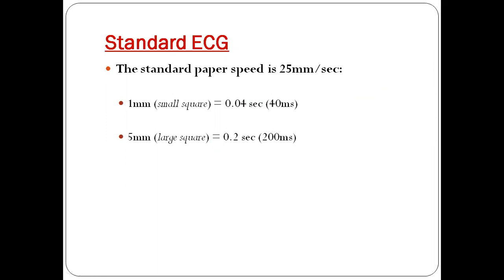So a standard ECG is one at which the speed of the paper, at which the ECG starts printing the rhythms, should be adjusted at 25 millimeters per second. So this is what is called a standard ECG. Based on that, 1 millimeter is equivalent to 40 milliseconds. That is, one small square is equivalent to 40 milliseconds, and one large square is equivalent to 200 milliseconds because each large square has 5 small squares.